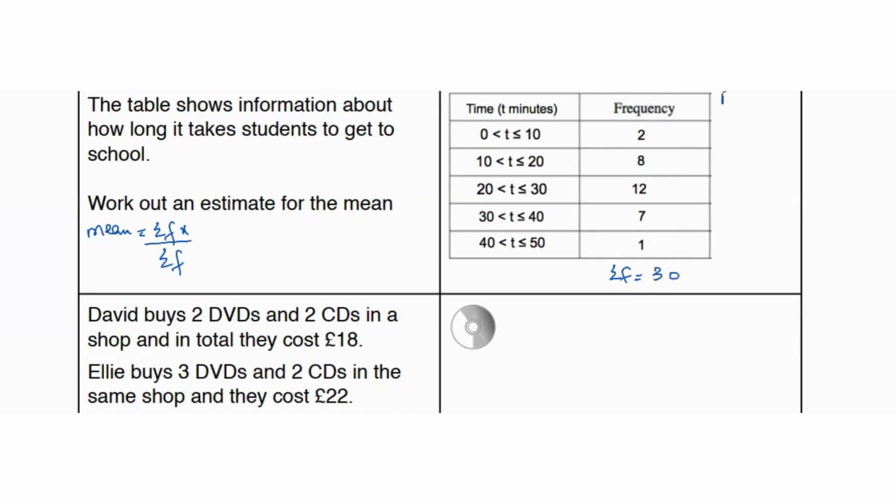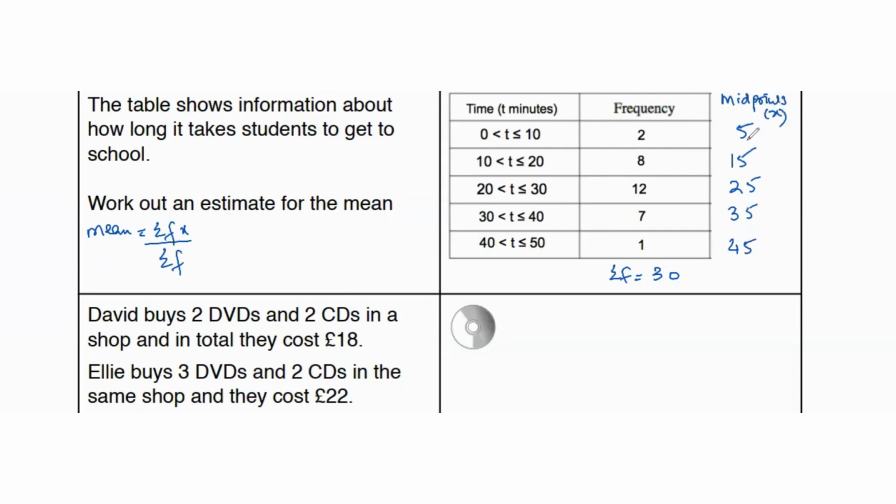We find our midpoints. Since we have these intervals over here, between 0 to 10, the midpoint is 5. 10 to 20, the midpoint is 15. 25 for this, 35, and 45. So now these midpoints are going to be our x values.